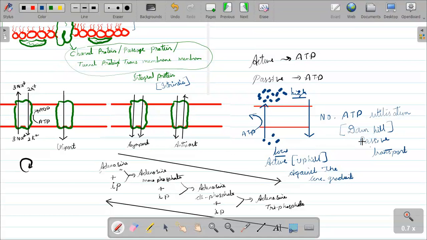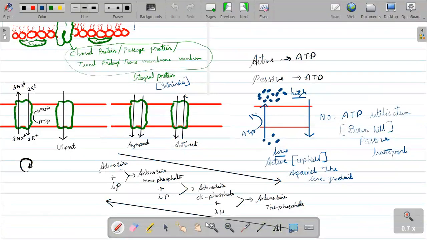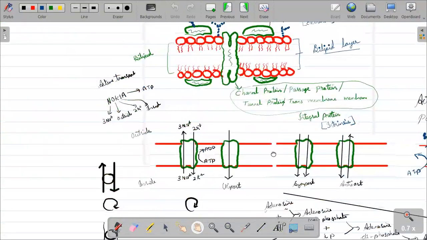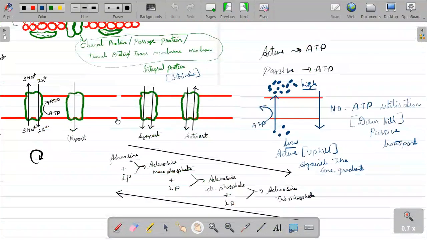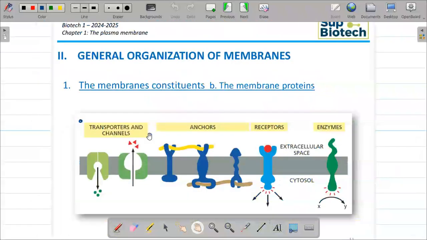Now, I have taught you about transport. Only one diagram, but you can see how many explanations I have given you. A lot of new things you are learning. If it's too much of a burden, just tell me, and I'll try to cut it short.